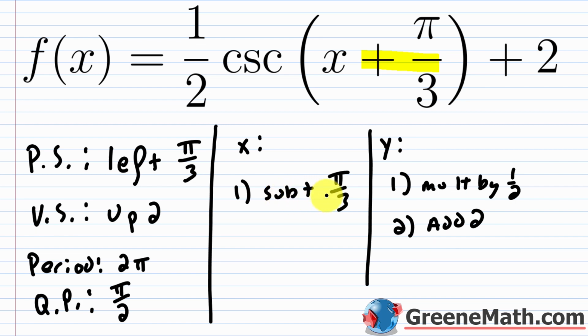So thinking about this, this gives me a shift to the left by pi over 3. This right here gives me a vertical compression by a factor of 2, or again, you might say a vertical shrink by a factor of 1/2. Again, I will not get into a debate about that. Just understand that you're either dividing by 2 or you're multiplying by 1/2 for each y coordinate. And then you're going to add 2, that's shifting me up by 2 units.